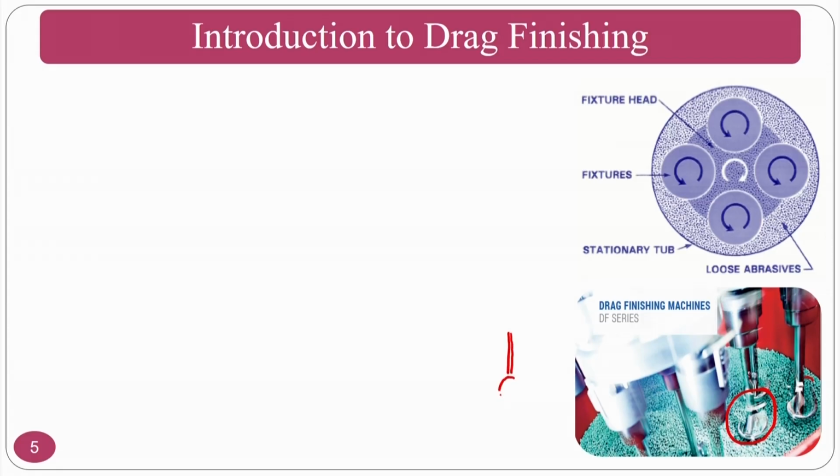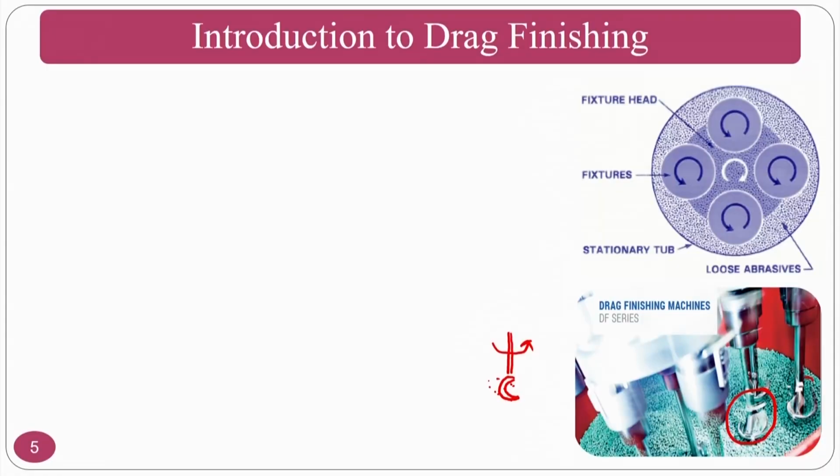Assume that any implant or component held here will also be rotated. At the same time, the bowl is also rotated. So abrasive particles will have a relative motion between these two, and you will get a good surface finish compared to the tumbling process, because you are controlling locally.